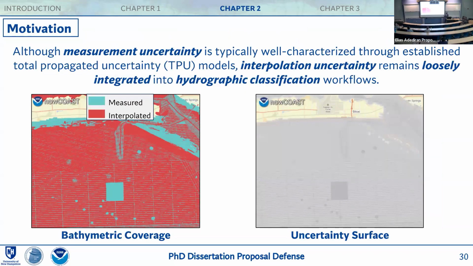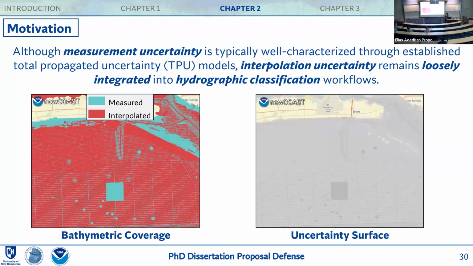So the motivation for chapter 2 is this: measurement uncertainty is typically well characterized using the total propagated uncertainty models, TPU, as we all know. Interpolation uncertainty remains loosely integrated into hydrographic quality frameworks or classification workflows. What I'm really trying to show here, in this image, is that the measured depth is in cyan color, and this is what has been interpolated. You can see there is a lot of interpolation going on.